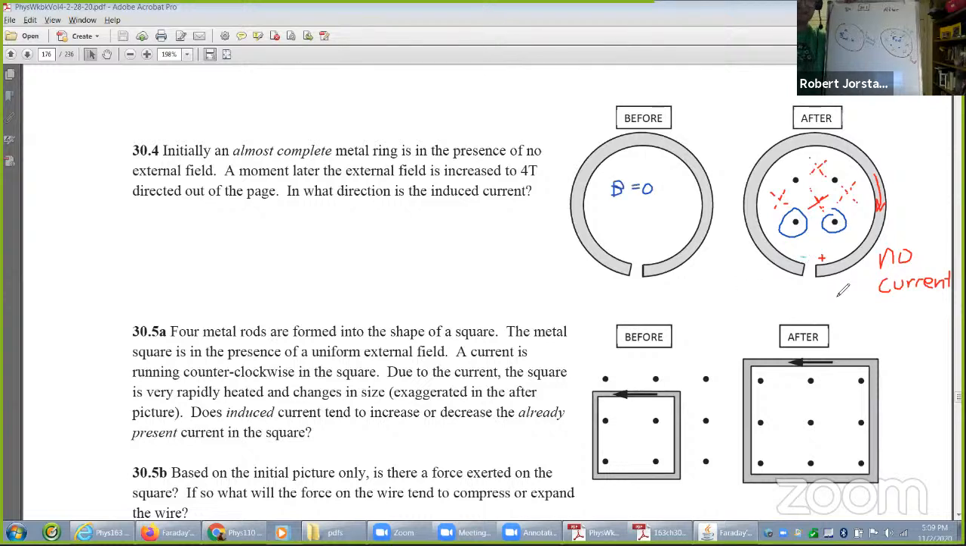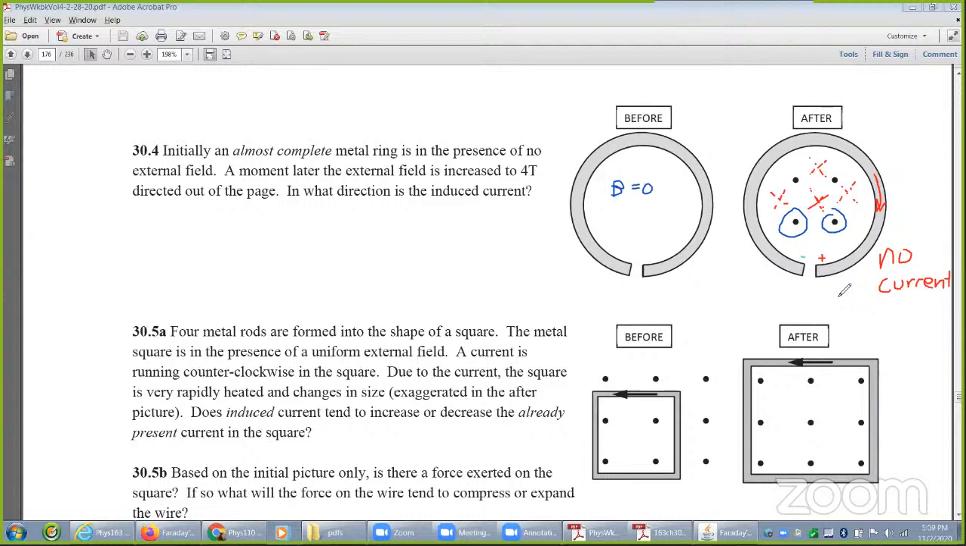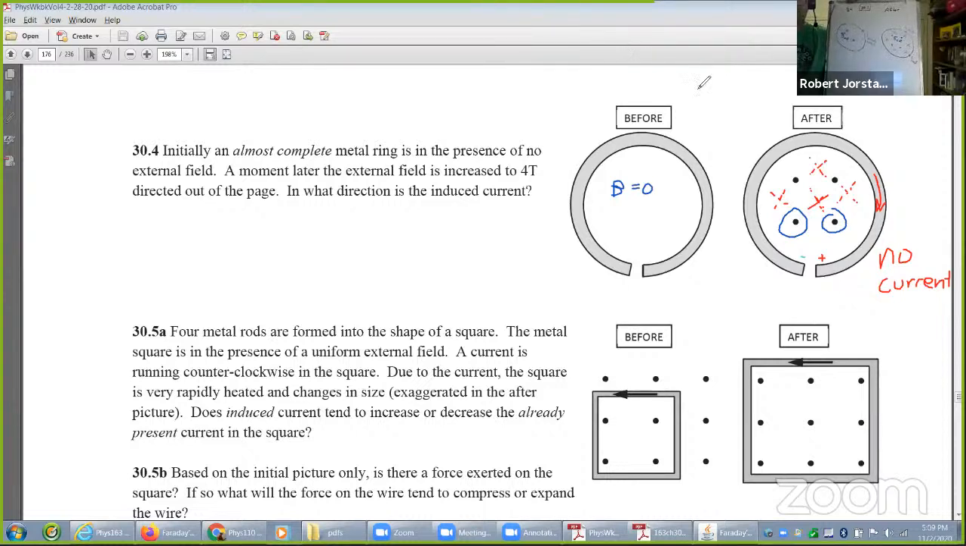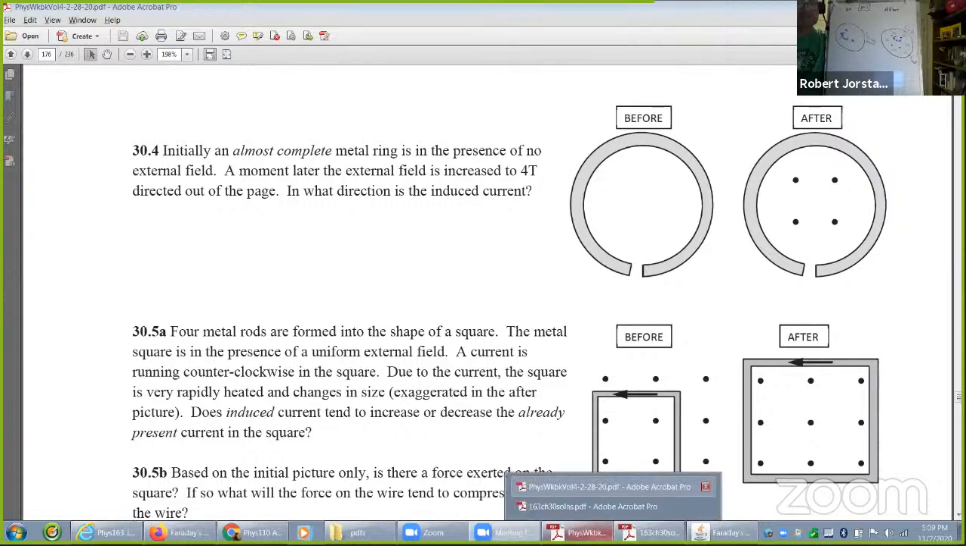Does that make sense, or am I getting it backwards? What do you think? That sounds backwards. It does sound backwards, doesn't it? But it's not. Isn't that crazy? Let me show you in the solutions, and I bet this will make more sense to you.